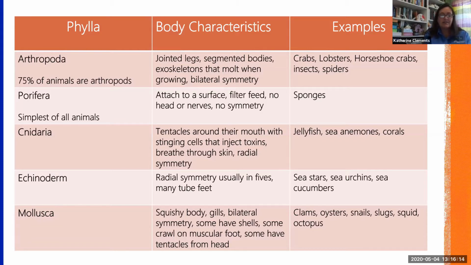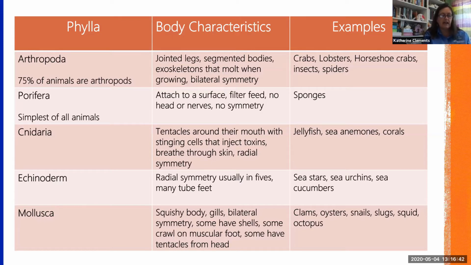Cnidaria have tentacles around their mouth with stinging cells that inject toxins. So not only do they have a cool sounding name, they also are predators that inject their prey like fish with toxins. Cnidaria also breathe through their skin, and they have what we call radial symmetry. Examples of Cnidaria are jellyfish, sea anemones, and coral.